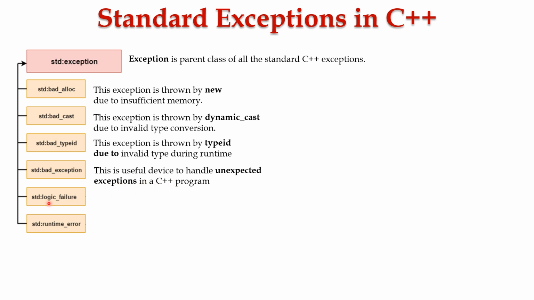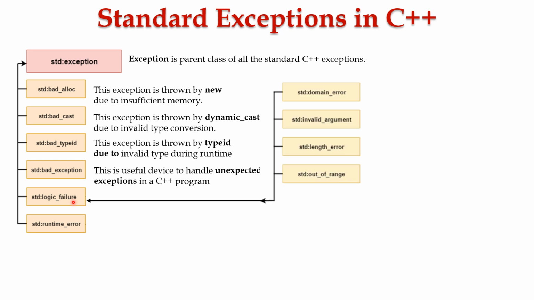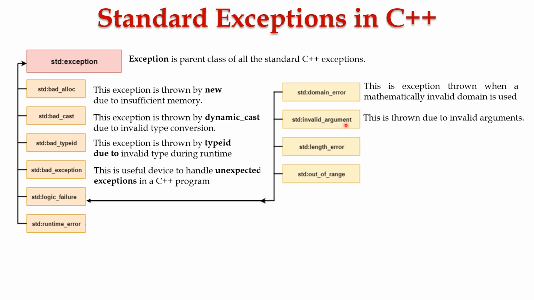Next subclass is logic_failure. In turn, it has many subclasses. The first one is domain_error. This is an exception thrown when a mathematically invalid domain is used. The next subclass is invalid_argument. This is thrown due to invalid arguments.